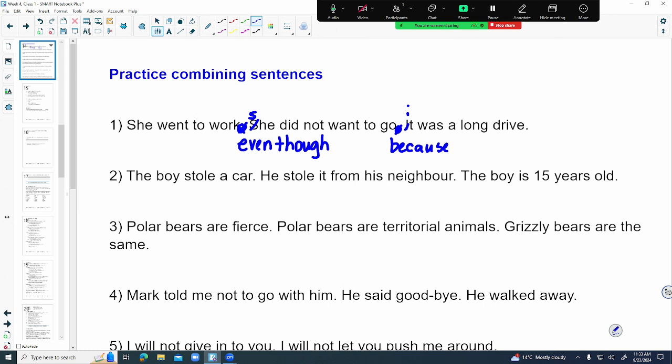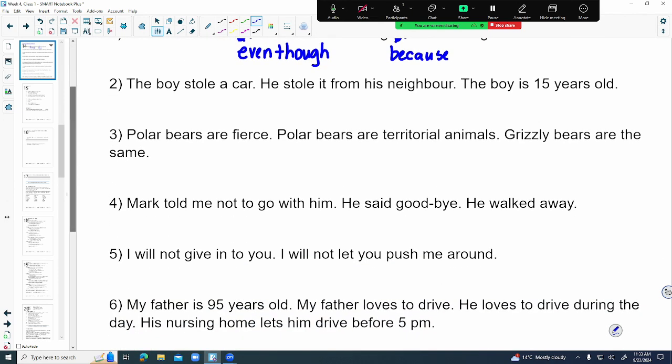So it sounds more interesting and more mature than short, choppy sentences. Number two, the boy stole a car. He stole it from his neighbor. The boy is 15 years old. So it's all about the boy. All the sentences are about the boy who stole the car. So let's see. We got the boy stole a car. He stole it from his neighbor. The boy is 15 years old. So let's put this one at the beginning.